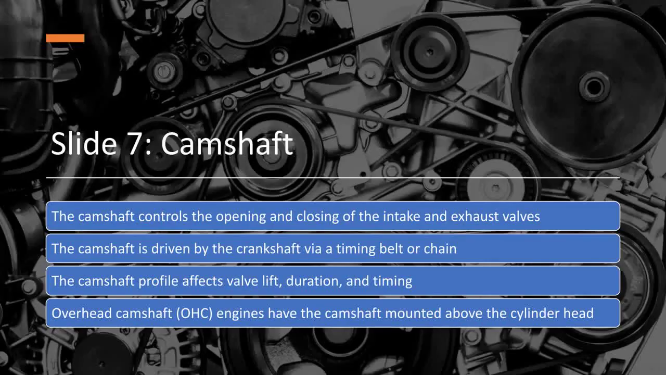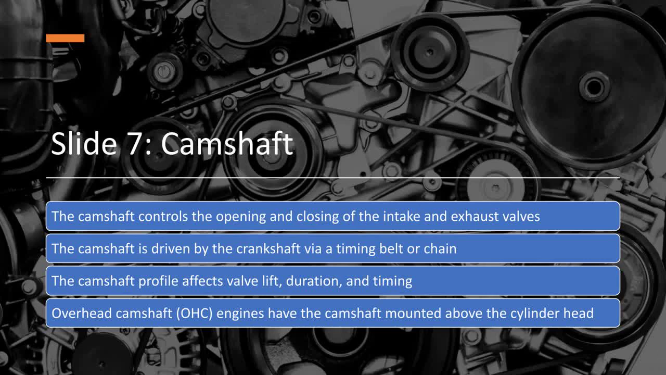The camshaft is a crucial component of a car engine that controls the opening and closing of the intake and exhaust valves. The camshaft is driven by the crankshaft via a timing belt or chain, which rotates the camshaft and opens and closes the valves in a precise sequence. The camshaft profile affects valve lift, duration, and timing, which affects the engine's performance and efficiency.